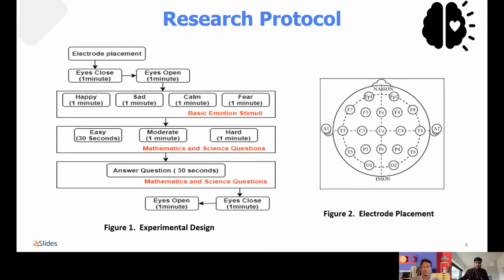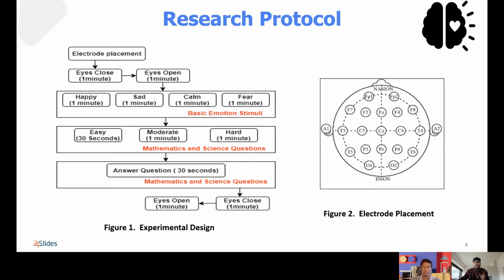Here is our research protocol. Here's the model for experimental design and electrode placement. In this experiment, we used the experiment design to place the electrodes from the EEG machine on the individual's head using 90 channel guidance. Then we recorded the brain signal of the subject while their eyes were open and eyes closed within 1 minute.